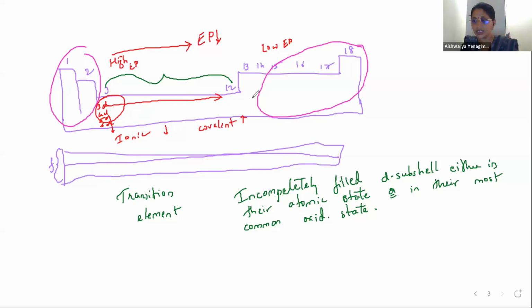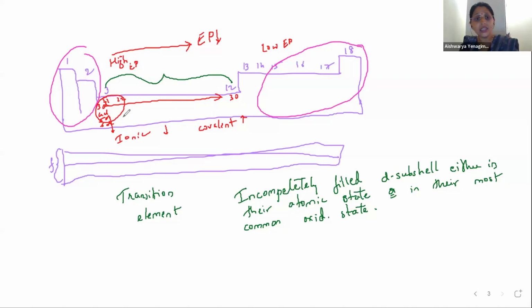So along the d series, the electropositive nature of the element goes on decreasing with increasing atomic number. Here 21, here 22, here 23, 24, up to 30 elements are there. As the atomic number increases, what is happening there? The electropositive nature is decreasing.